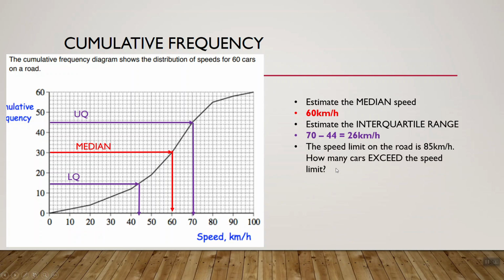The speed limit on the road is 85 kilometers per hour. How many cars exceed, so that's go over 85? So on my graph, I'm reading in the opposite direction now. I've gone to 85, reading up to the graph and across, and that's 56. 56 cars are within the speed limit. The exceeding cars are the ones that are between that point and the total number of cars. So in this case, that's going to be 4.